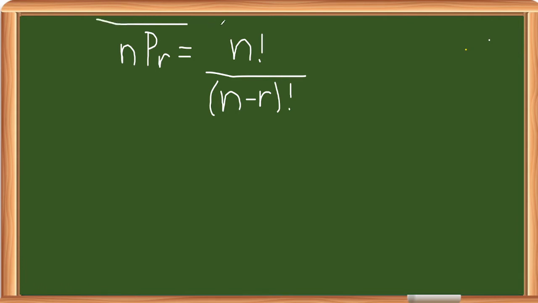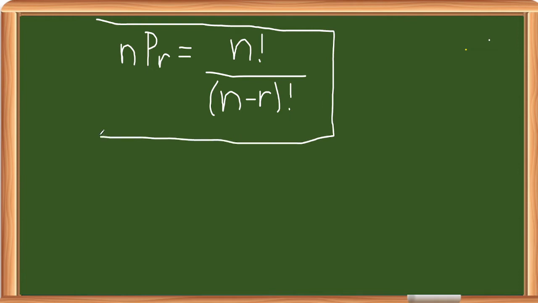N P R, this is equal to N factorial over N minus R factorial. Okay, so malamang tataka kayo, Ma'am, kanina wala naman tayong ginamit na ganyan.